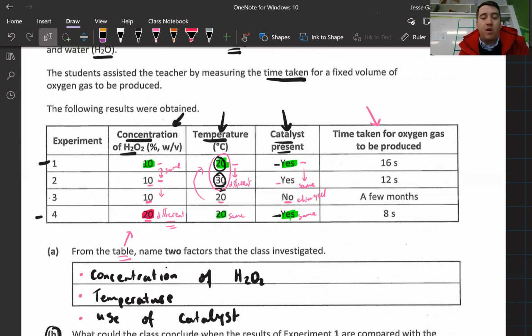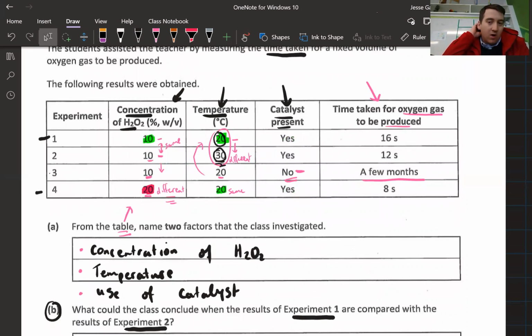All right, so if you weren't able to see this, a little bit of help. Where's the experiment where they didn't use a catalyst? The experiment where they didn't use a catalyst was number 3 here. No catalyst was used. Now, it says that the oxygen gas was still produced, but it took a few months. It took a long time. So really, both answers, yes and no, are correct here, so long as you give the correct reason for it.